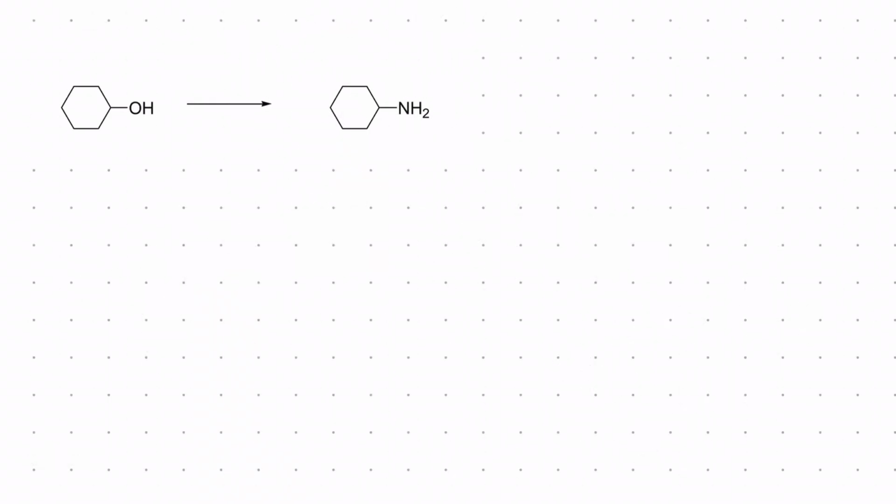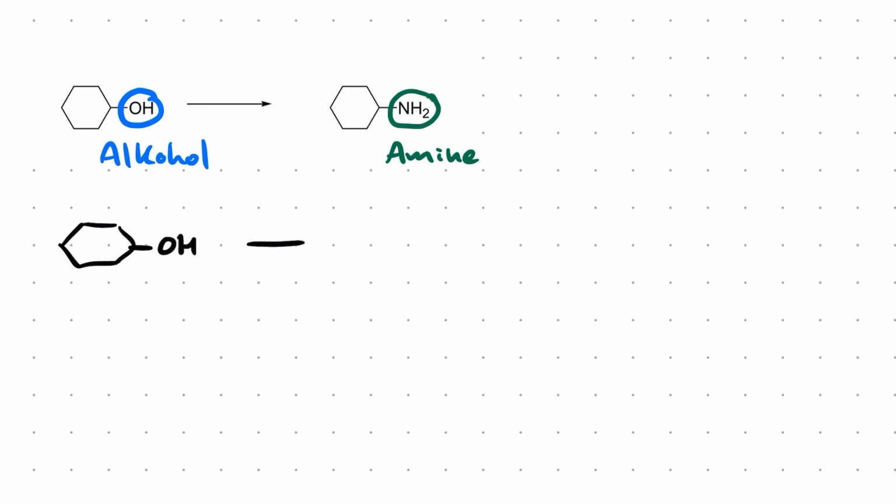And this is our last reaction. On the left side, we have an alcohol. And on the right side, we have an amine. So we need a reaction to convert an alcohol into an amine, and this can be easily done with the simple addition of ammonia with a catalyst. For example, you can take nickel.